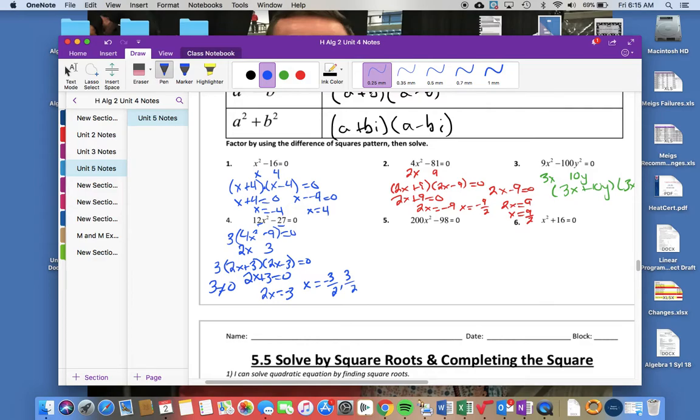Okay. If you want to try one on your own, I will let you try number 5 on your own. Number 5 is going to be very, very similar to number 4. So look for a GCF first, and then look to factor by difference of squares. So if you want to pause the video, here's your chance.